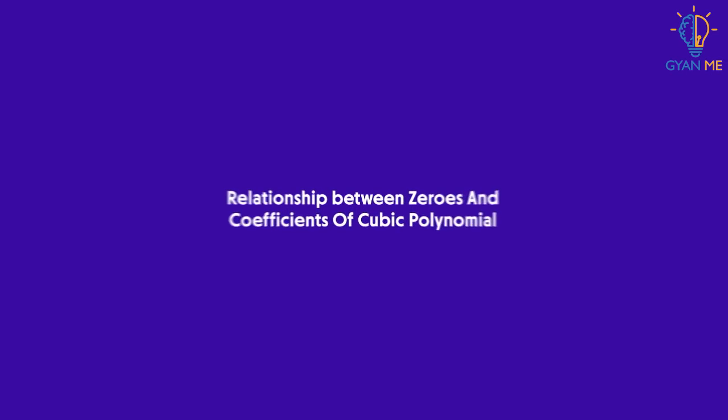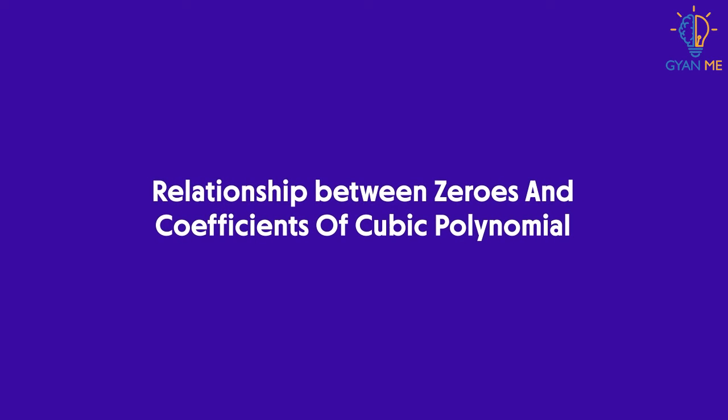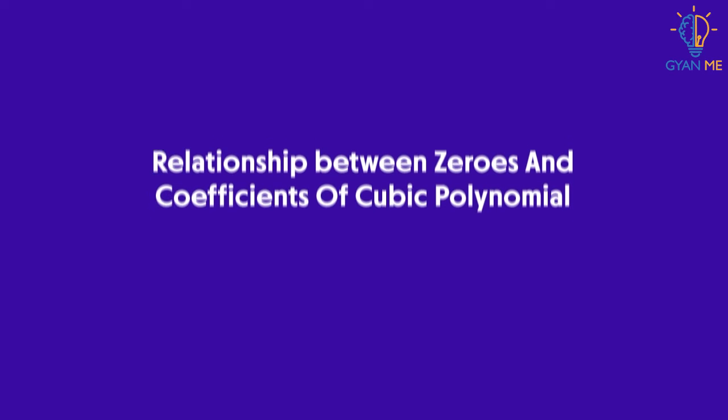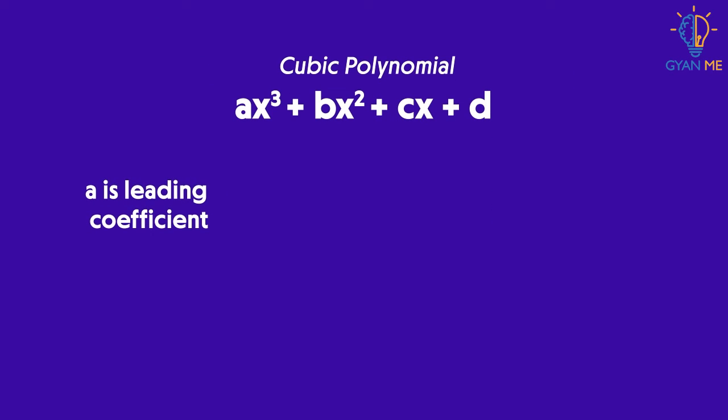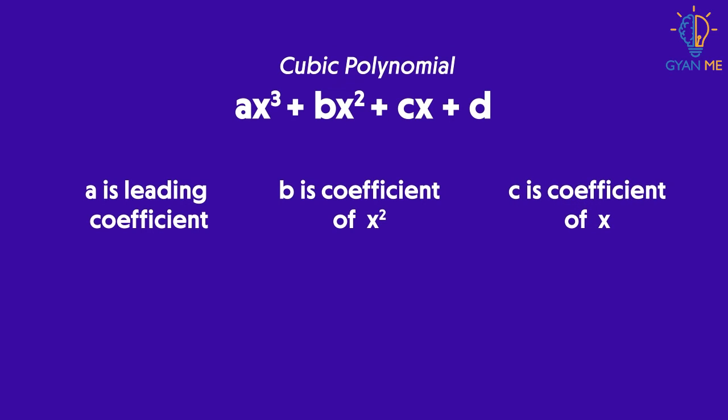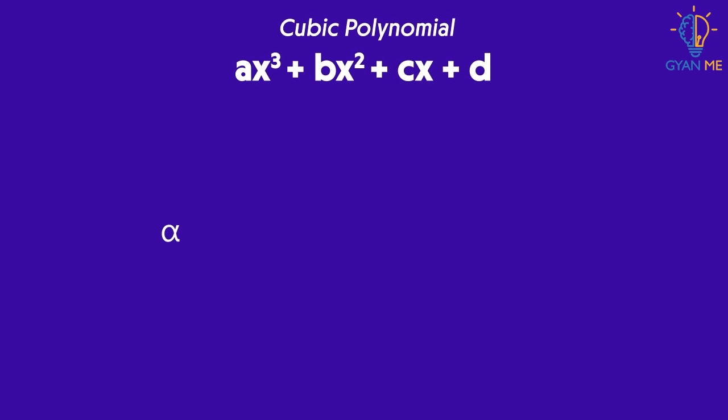Now let us see the relationship between zeros and coefficients of cubic polynomial. For any cubic polynomial, say ax cube plus bx square plus cx plus d, where a is the leading coefficient and b is the coefficient of x square and c is the coefficient of x and d is the constant term, it will have 3 zeros, alpha, beta, gamma, as the degree is 3.